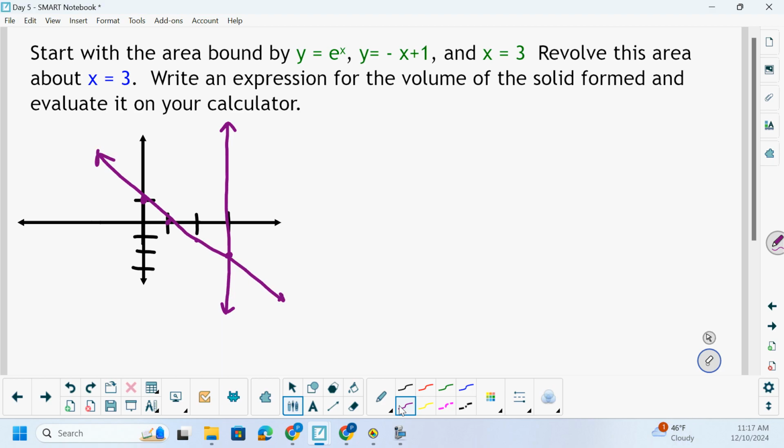And then we've got e to the x. Well, e to the 0 is 1, and then it's going to look like exponential growth. So this point right here is going to be 3 comma e to the third. And we are going to revolve this around that x equals 3.